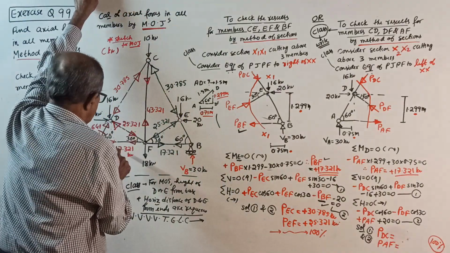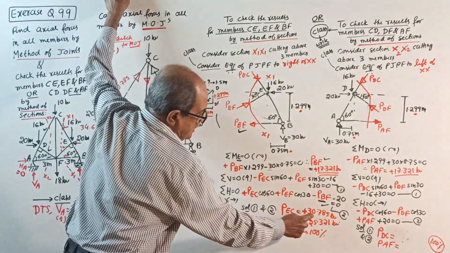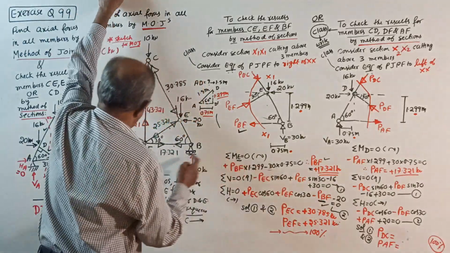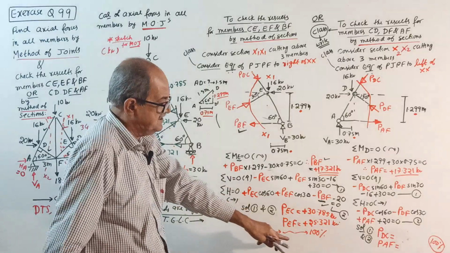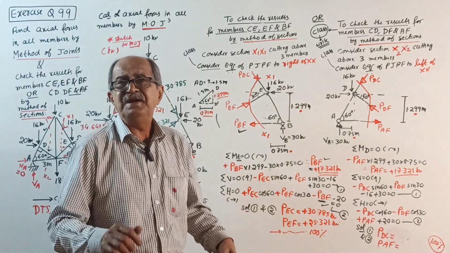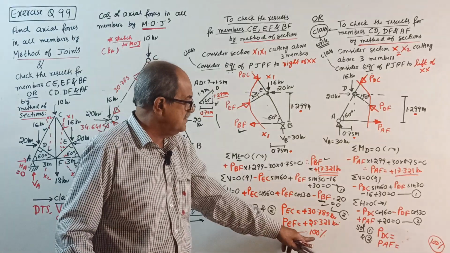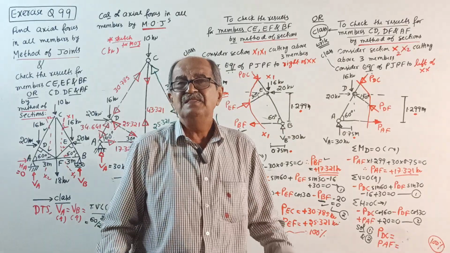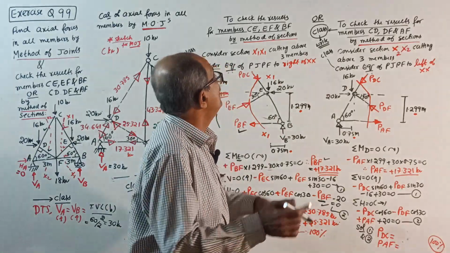17.321. Yes. Here, 321. 30.785. Yes. 25.321. Yes. Right statement here. 100% tally. Okay. See, 100%. See there, without writing the answer, I wrote 100%. That is my confidence. Okay, start now.